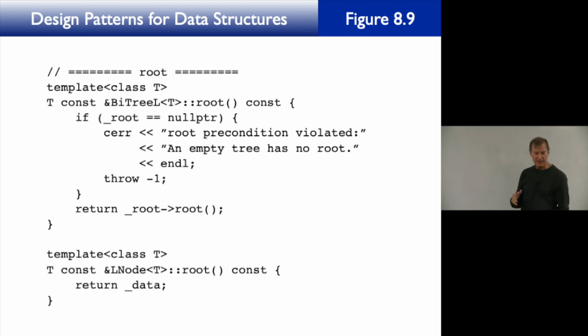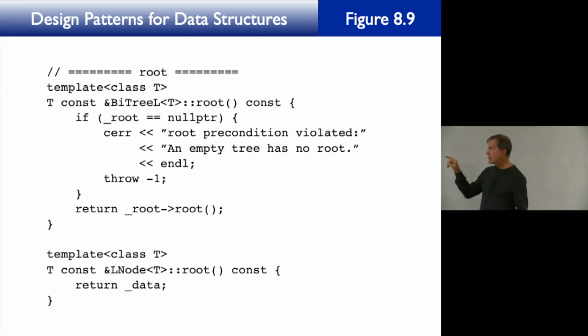And I think we did demo this one. Root returns the root value, returns type T. But again, if the tree is empty, it doesn't have a root value, so we implement the precondition like this. This is an example of that case where there is a tree version and a node version of root.